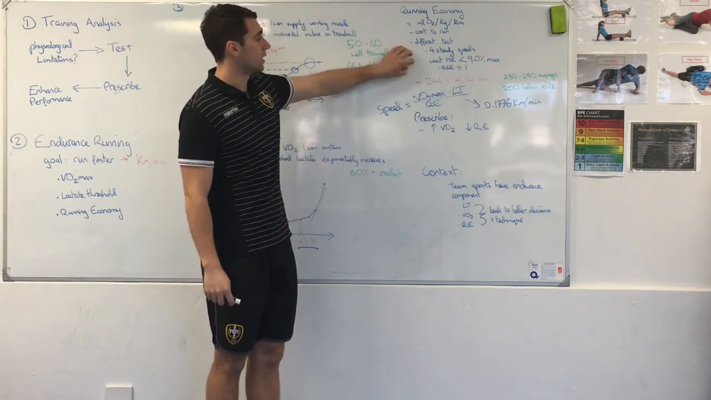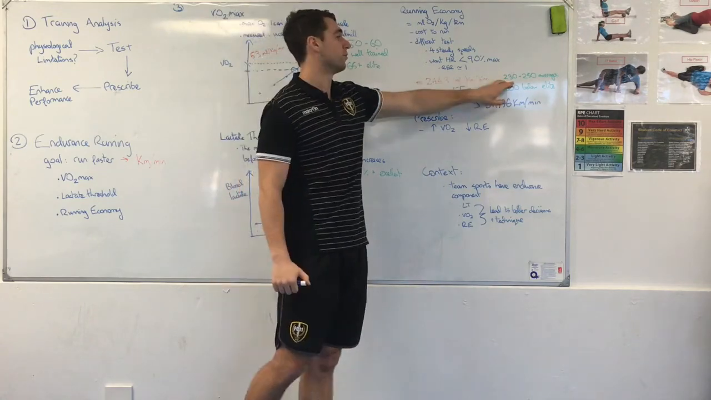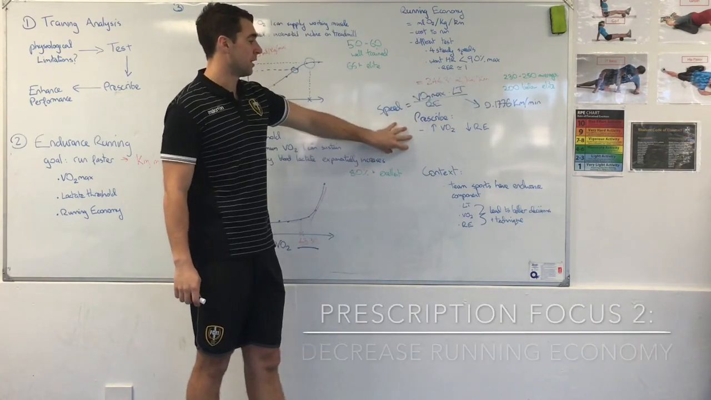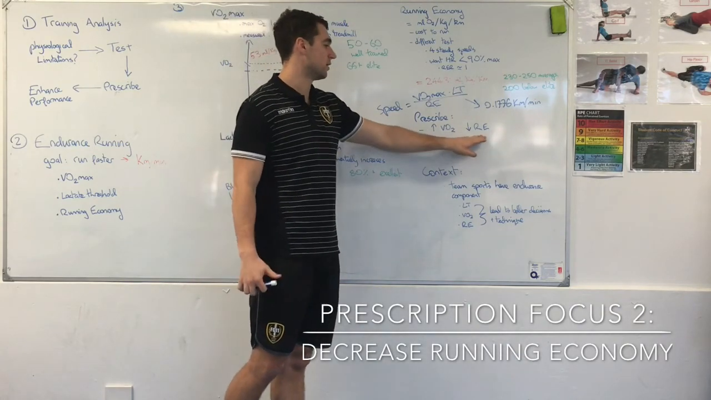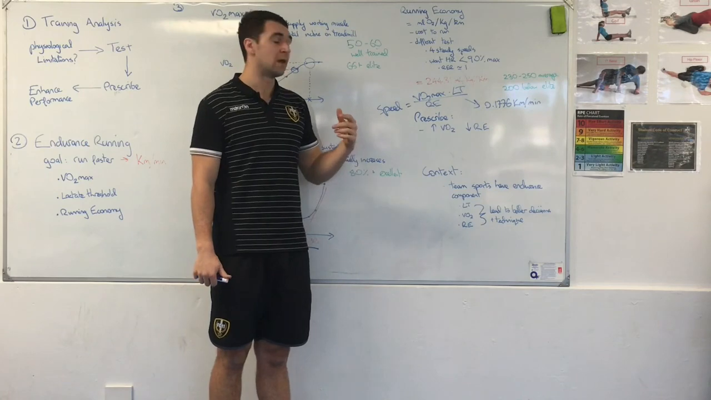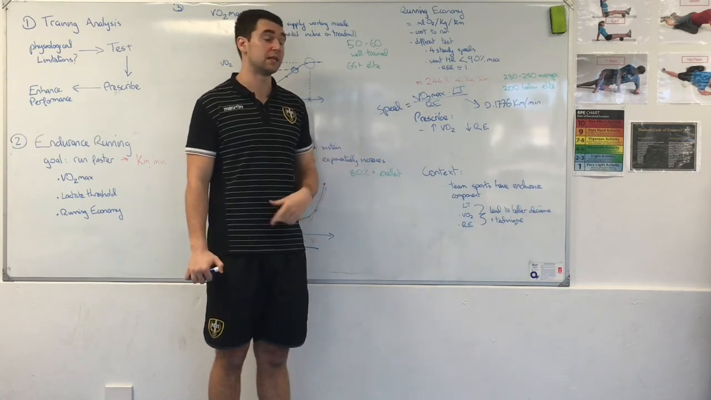Lastly, looking at my running economy, I'm sitting in a pretty average category as well. So off that, on our prescription analysis, we know that we need to focus on two key things: my VO2 increasing, my aerobic capacity, and my running economy decreasing, so getting more efficient.